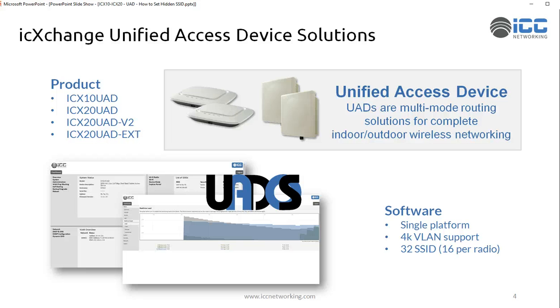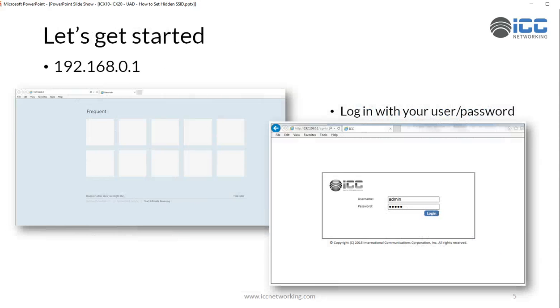In this example, the two products that we're going to be focused on are the ICX10 UAD and ICX20 series as well. The software that's shared between both platforms is the Unified Access Device Operating System. So really we're looking at a singular way of setting up hidden SSIDs in the actual network system. So how do we go ahead and get started?